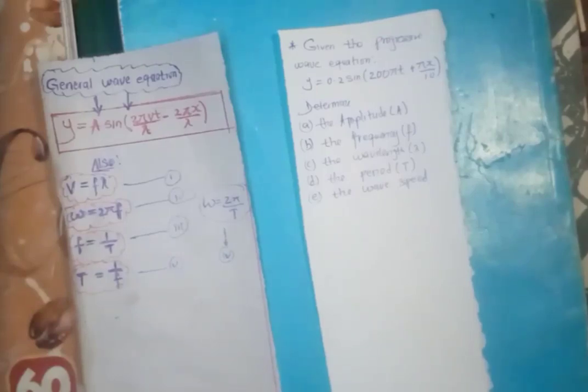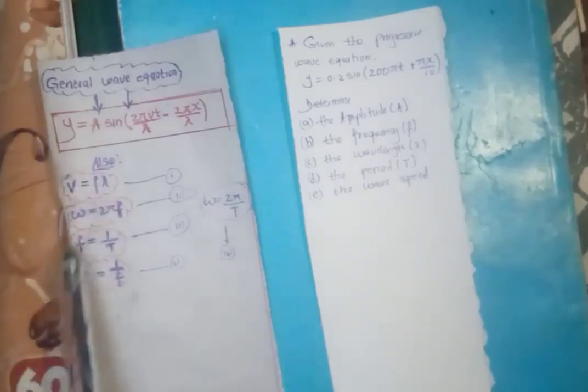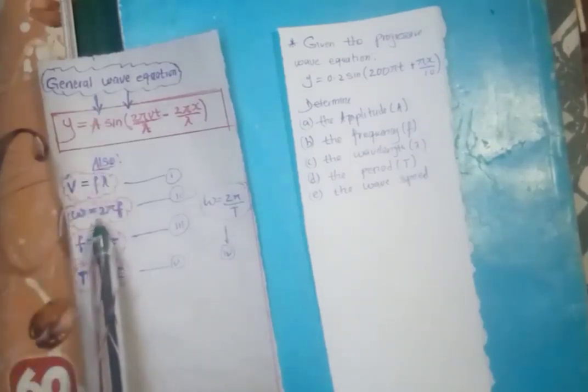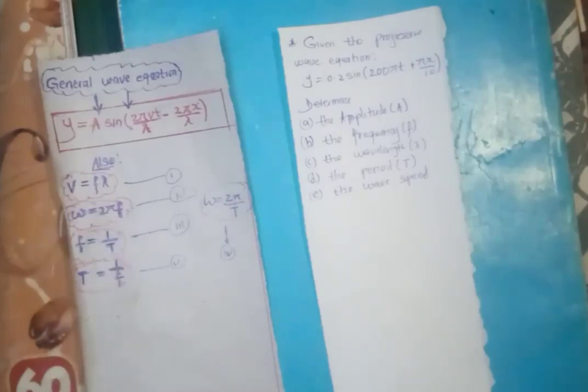The first one is the general wave equation, given by y = a sin(2πt/T − 2πx/λ), where λ is the wavelength. Also, here are some other formulas that you may need while solving a problem like this. The first one is v = fλ, where f is the frequency, and angular velocity ω = 2πf.